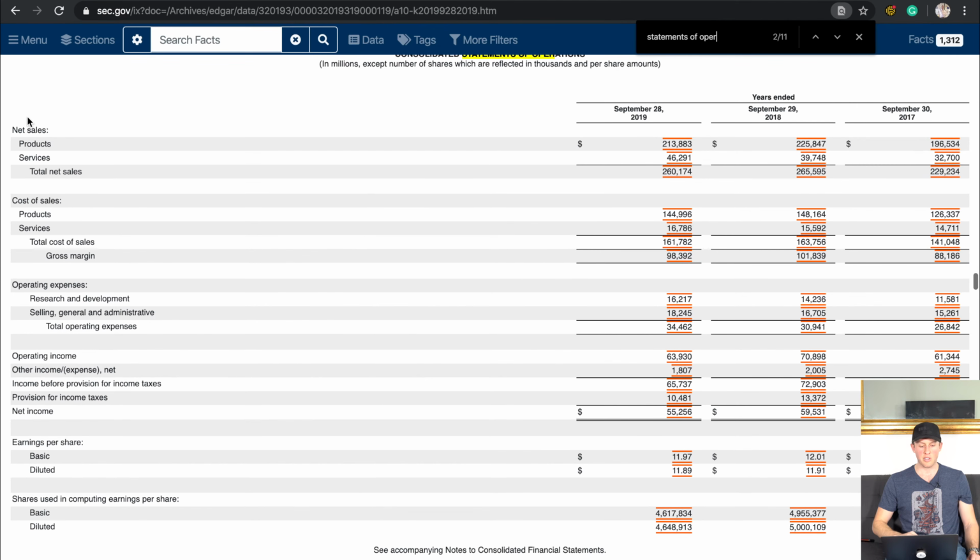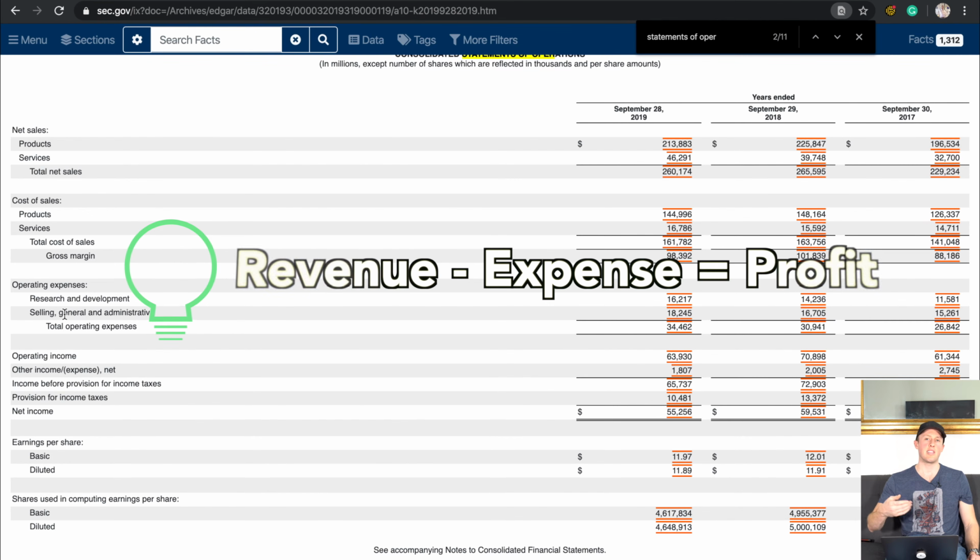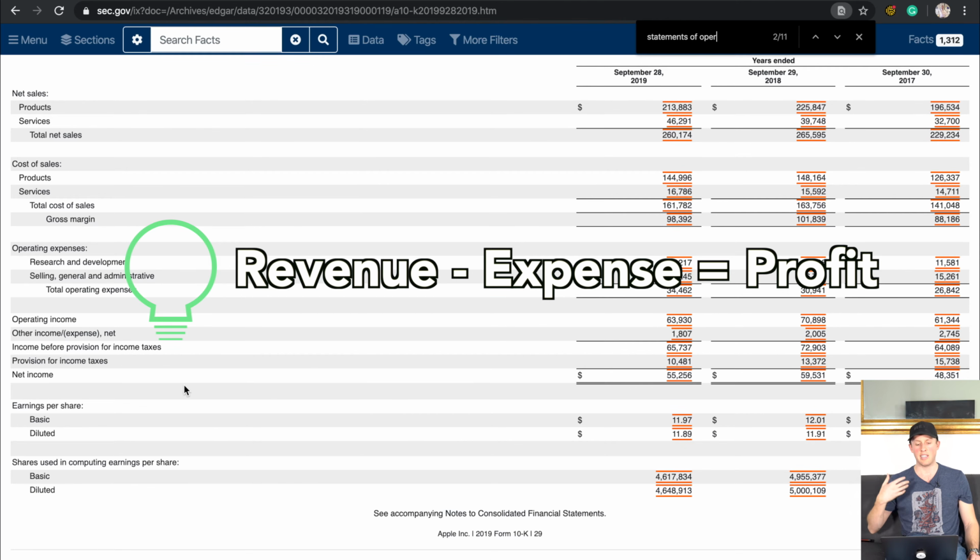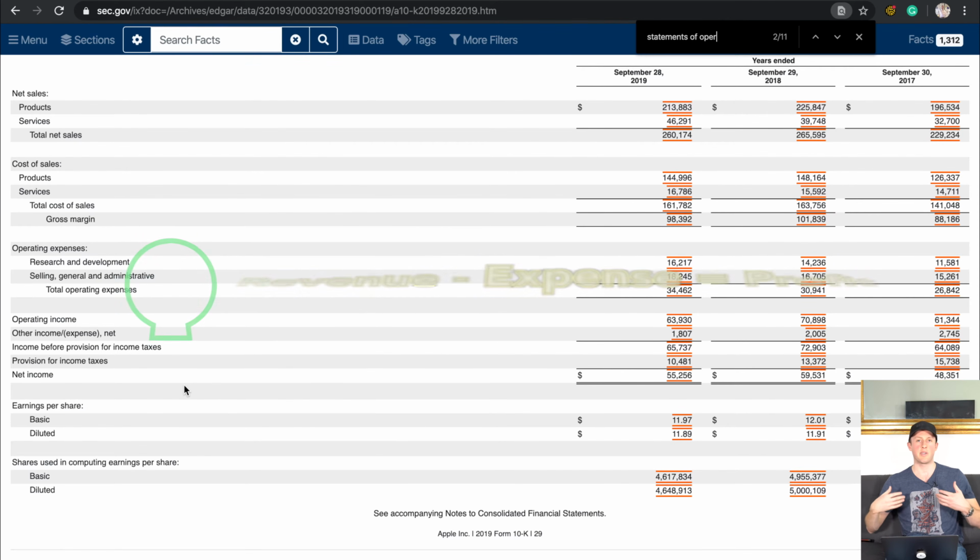On the left here, you see it says net sales, then it says cost of sales, then operating expenses. So what is it doing here? It's taking the revenues, and then it's taking the expenses, and it's deducting the expenses from the revenues. And at the bottom, we have earnings per share here. And we can see the profitability of Apple, and that's very important.